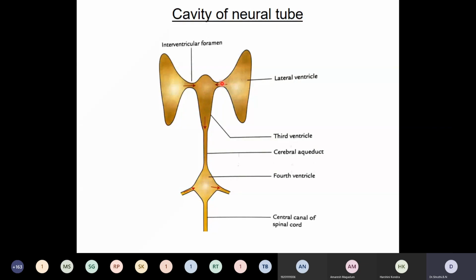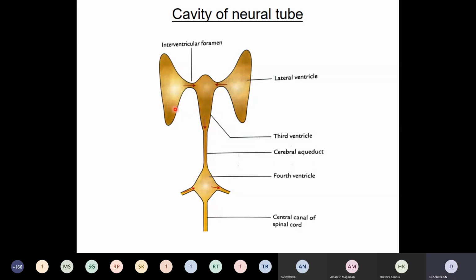Can you see the arrow here? That represents the interventricular foramen of Monro that connects the cavity of telencephalon with the cavity of diencephalon. Cavity of telencephalon is lateral ventricle. Then the cavity of diencephalon forms the third ventricle. Cavity of mesencephalon is the cerebral aqueduct, and cavity of rhombencephalon is fourth ventricle.